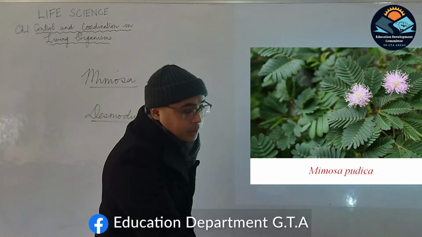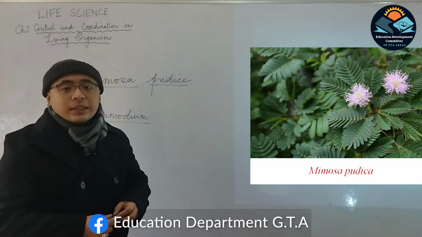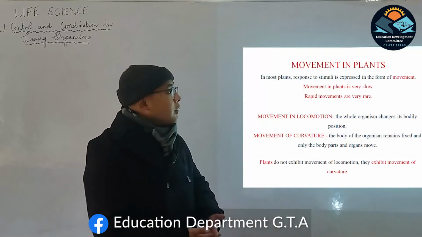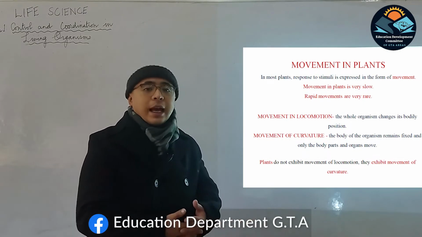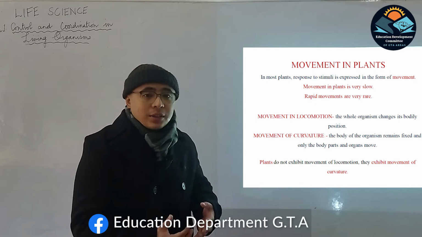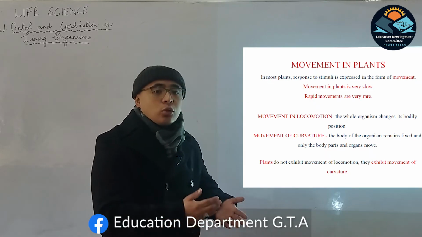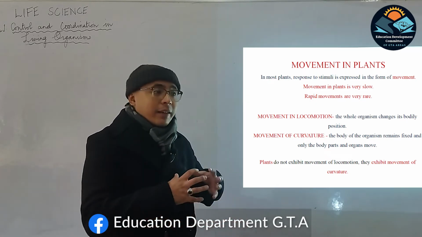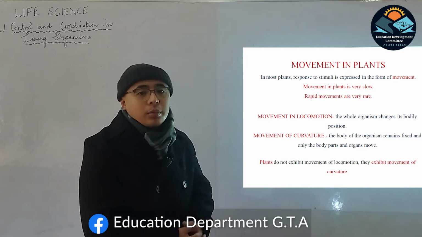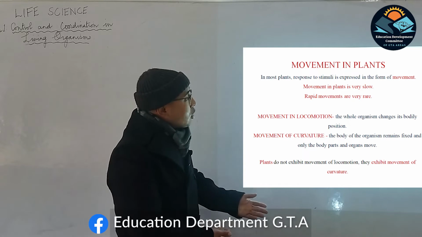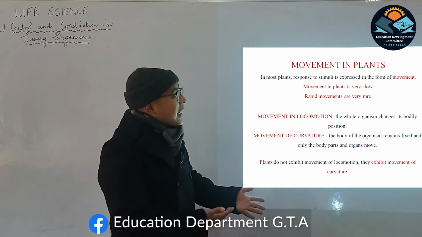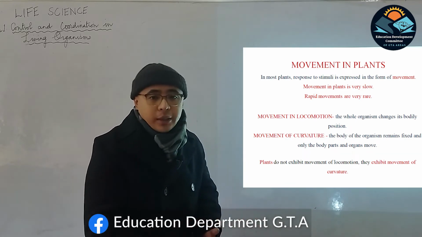Moving on, we have to discuss now movement in plants. But before we do that, we have to know that plants, when they generate a response to a given stimulus, their response most of the time will be in the form of movement. So therefore, in most plants, response to stimuli is expressed in the form of movement.